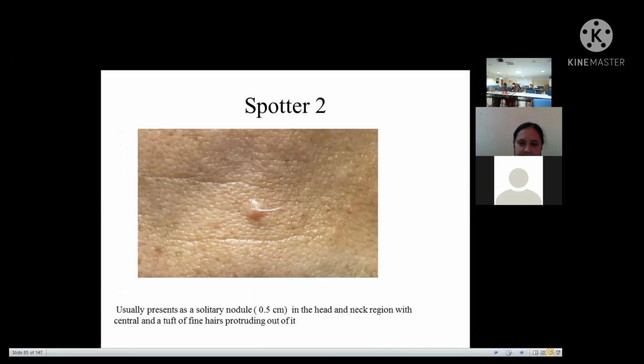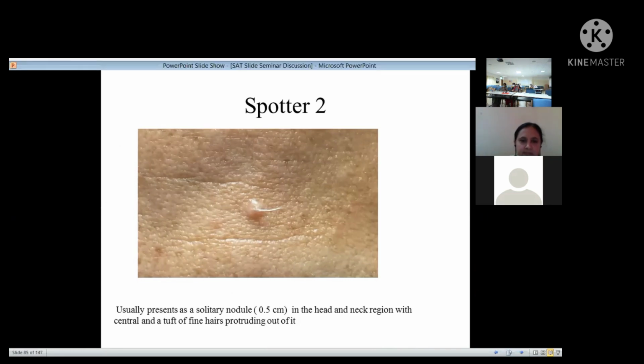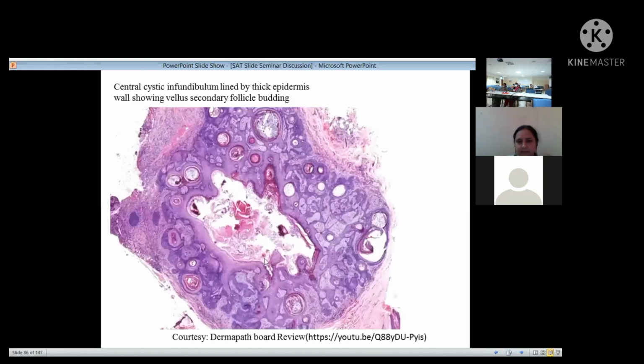Spotter number 2 usually presents as a solitary nodule in the head and neck region with a central tuft of fine hairs protruding out of it. Can you see my slide, ma'am? Yes, I am only focusing on the slide. I think you can describe.